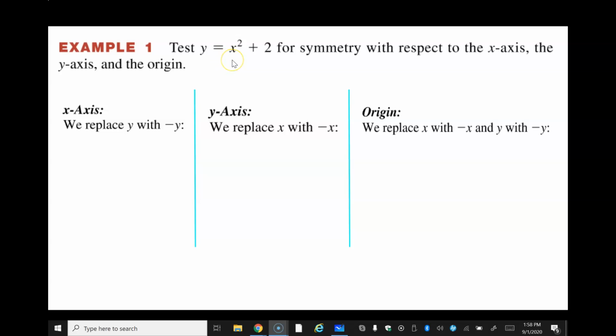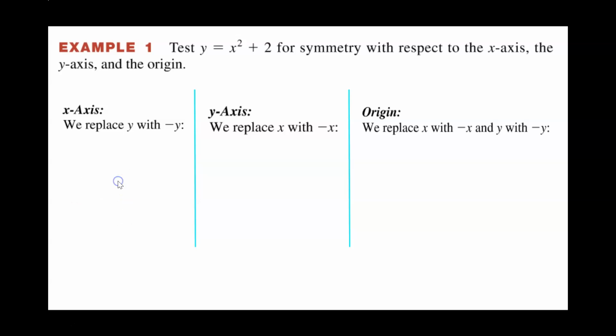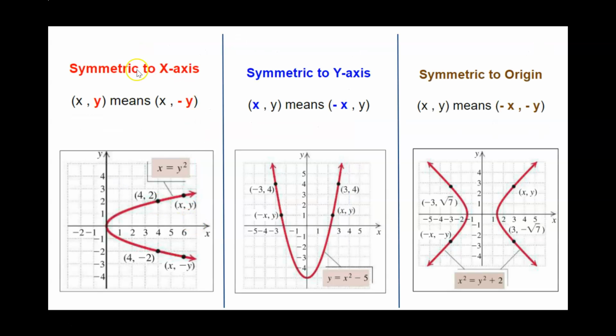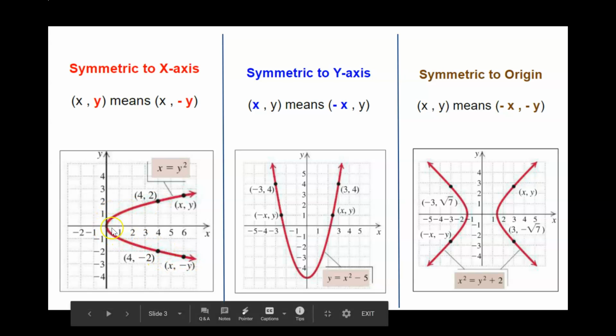If they match, then this function is symmetric with respect to the x-axis, meaning that it flips exactly over the x. So a couple of examples of this. To be symmetric to the x-axis, this part here, this line above the x, if I flip it, it will look exactly like it is down here in the bottom. That's being symmetric to the x-axis.